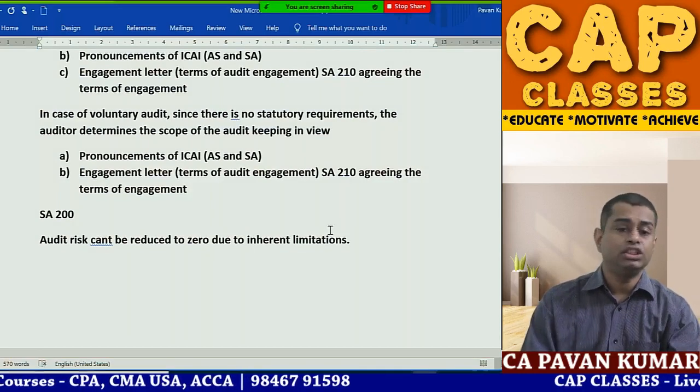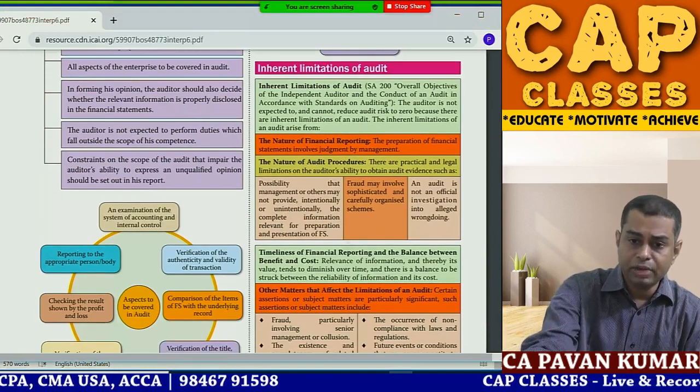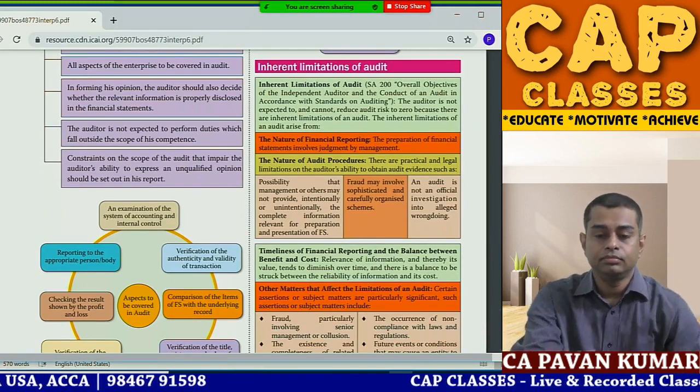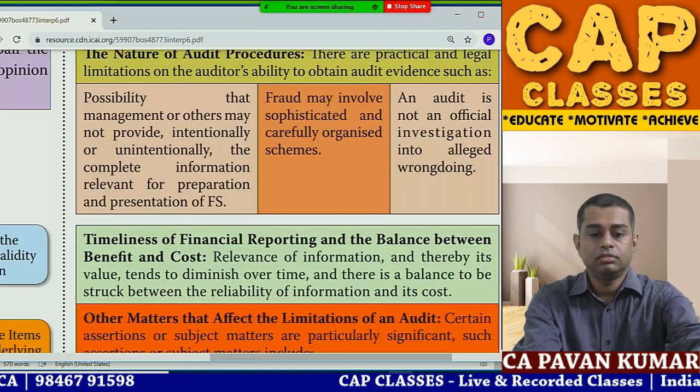Now the question is, you will ask, Pavan sir, what are inherent limitations? Now read this para. Inherent limitations.